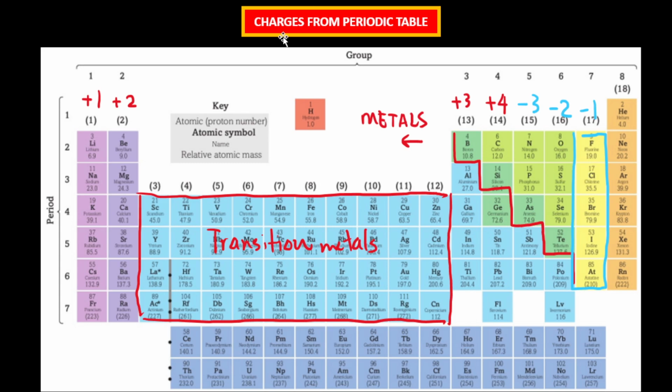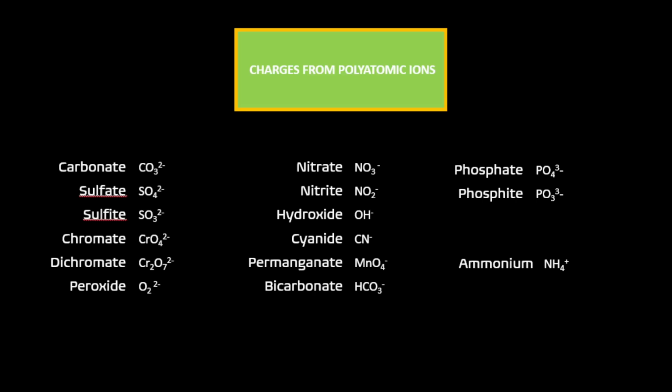Now, if you got this, let's go to the polyatomic ions. If you spend 5 or 10 minutes per day just to read these polyatomic ions and their charges, there's no way that you are not able to remember them. So please spend some time on this. For example, carbonate is CO3 2-, sulfate is SO4 2-, sulfide, chromate, dichromate, and peroxide. These will be used as in sodium carbonate, potassium sulfate, and so on.